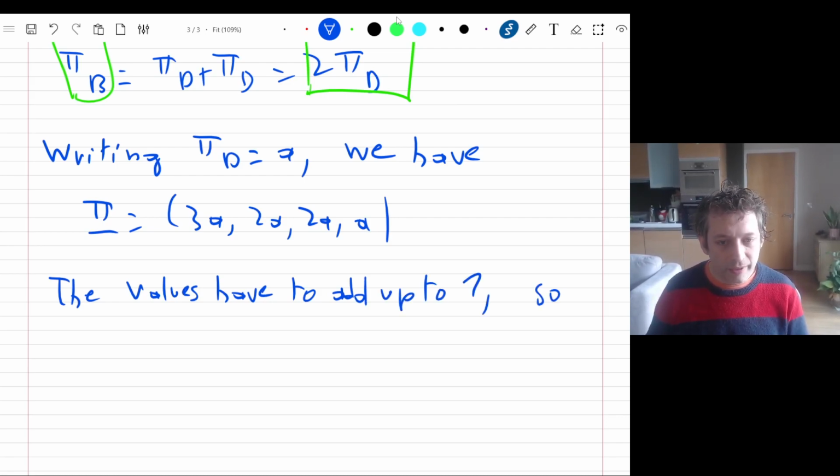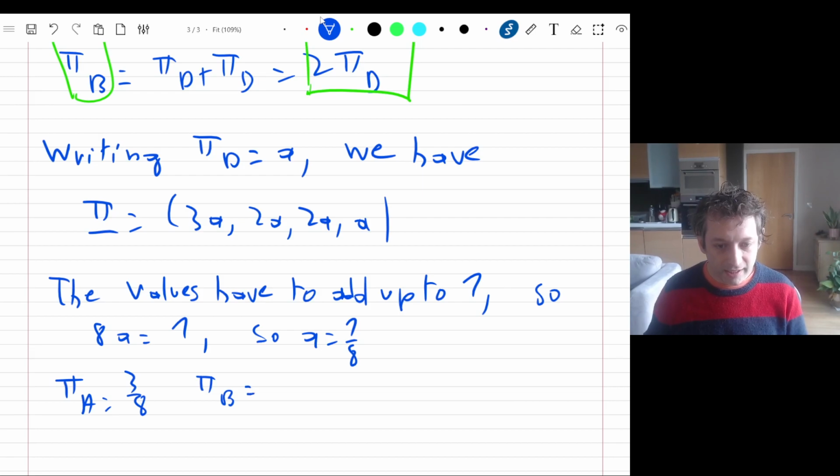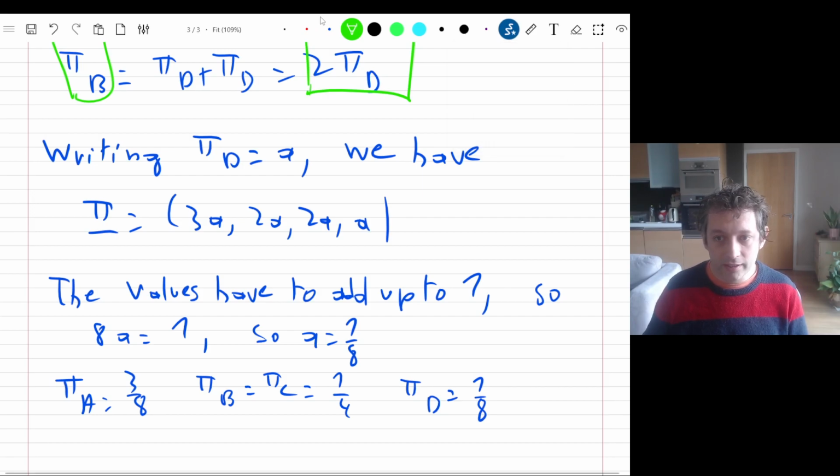Which means, how many a's do I have? I have 8a equals 1. So a equals 1/8. So I end up with, if I want, I can write my answers fully. I end up with pi a equals 3/8. Pi b is the same as pi c is 2/8. That's 1/4. And pi d is 1/8. That's my invariant distribution for this Markov chain.